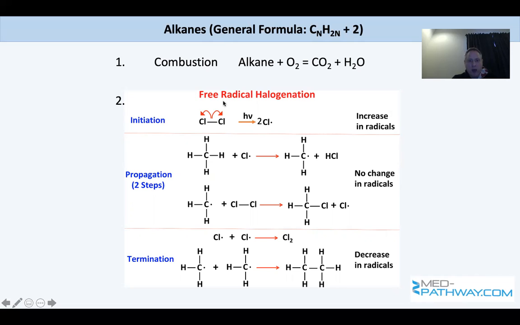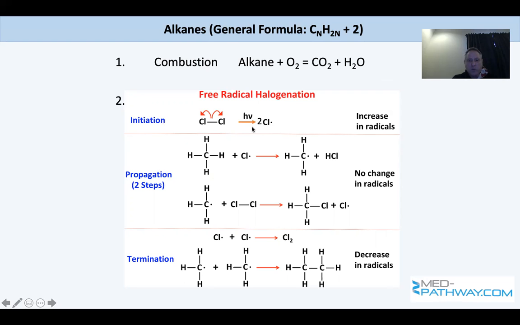So free radical halogenation is another major reaction that alkanes do. Let's take a look. So here's diatomic chlorine, and if you shine a light on it at a specific energy, you can get homolytic cleavage such that you get two chlorine free radicals. And we know that free radicals are highly unstable, and in fact, they probably don't really have an activation barrier, which means whatever they hit, they react with. Tag, you're it. So these two chlorines can react with themselves and terminate the reaction. So the initiation reaction increases the number of free radicals.